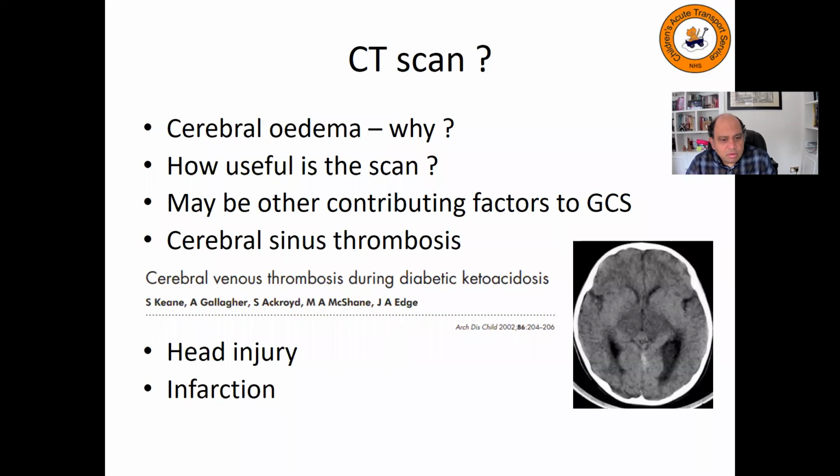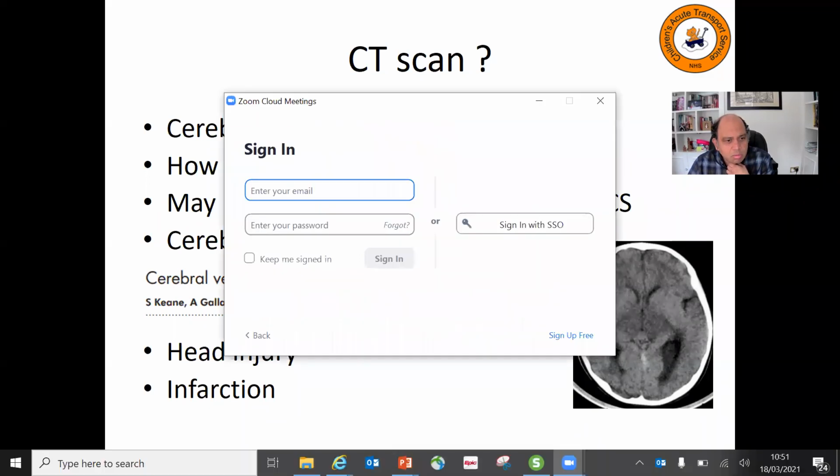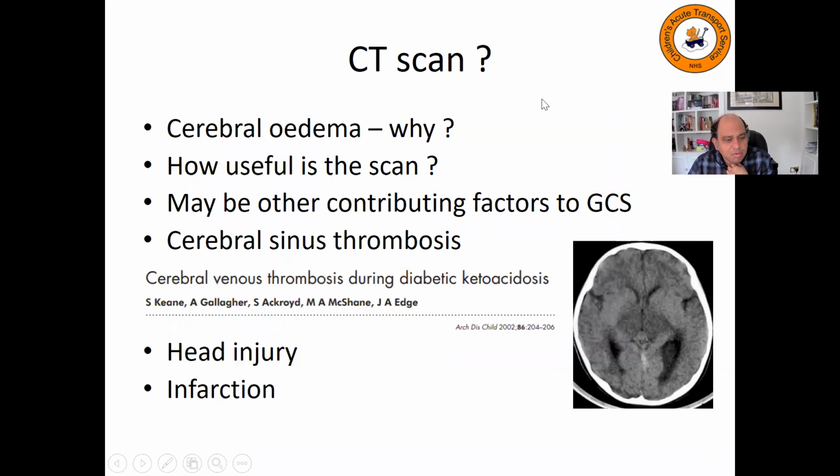And really, is it going to treat the patient, or is your treatment independent of the scan? What the scan might help you to do is to distinguish other factors in DKA that are causing decreased conscious levels. So for example, they may have a coincidental head injury or an infarction, or more commonly, dehydration resulting in cerebral sinus thrombosis, some kind of venous sinus thrombosis causing problems with their level of consciousness. So there may be other reasons other than cerebral edema for doing the scan.